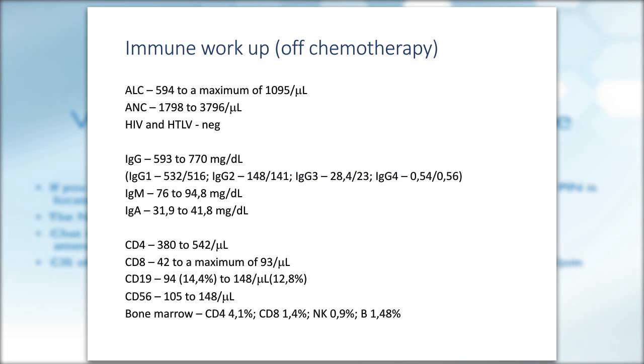Some tests were carried out in periods when he was not receiving chemotherapy. I selected the results from periods he wasn't receiving any drugs for at least 6 months. And the results were lymphocytes between 594 and 1095, normal neutrophils. There's no evidence of HIV or HTLV infection. IgG ranges from 593 to 770, normal IgG subclasses, IgM between 76 and 94.8, IgA between 31.9 and 41.8, CD4 lymphocytes between 380 and 542, CD8 cells between 42 and a maximum of 93, CD19 lymphocytes between 12.8 and 14.4%, and NK cells between 105 and 148. Immunophenotyping of bone marrow aspirate revealed a similar distribution of lymphocyte subpopulations.